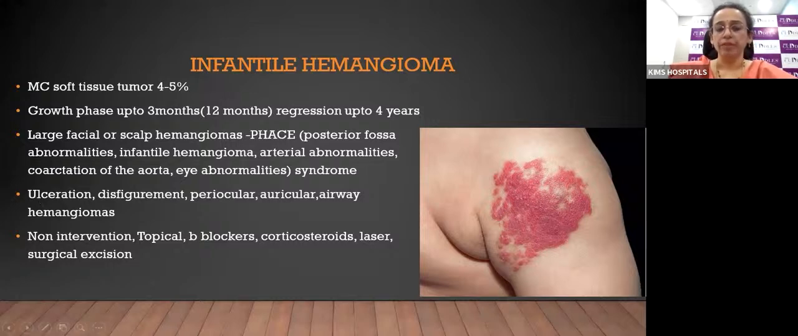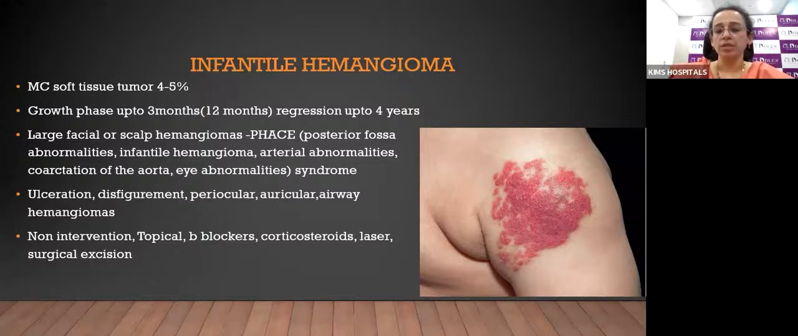So if there are large facial or scalp hemangiomas, we should rule out underlying syndromes like PHACE syndrome, where there can be posterior fossa abnormalities, infantile hemangioma, arterial abnormalities, coarctation of aorta, and eye abnormalities. If it is a small hemangioma, we need not do any intervention. We can do watchful waiting.